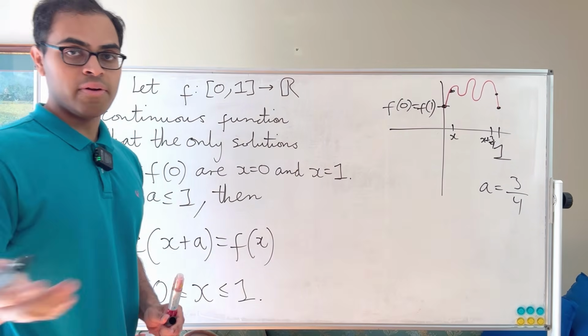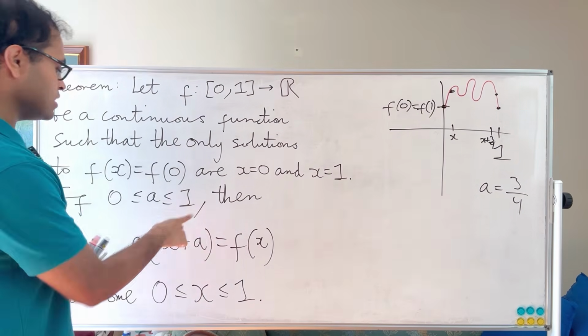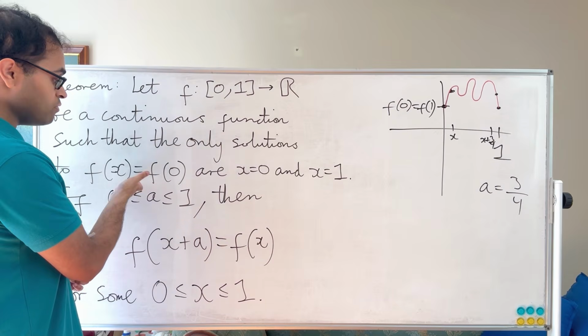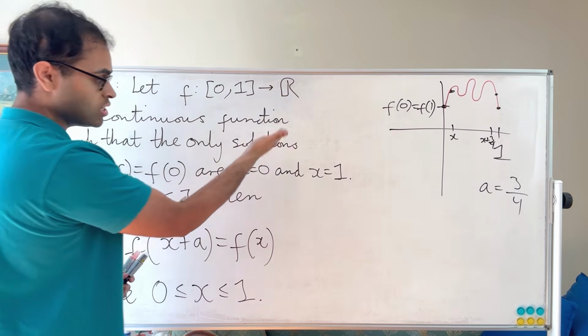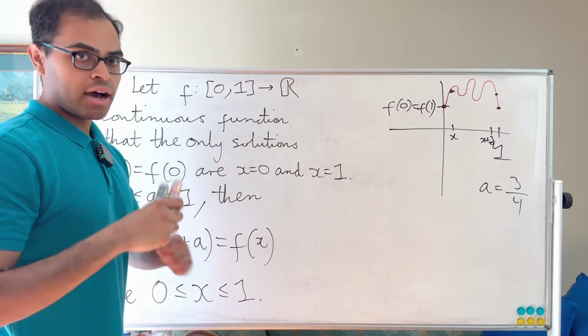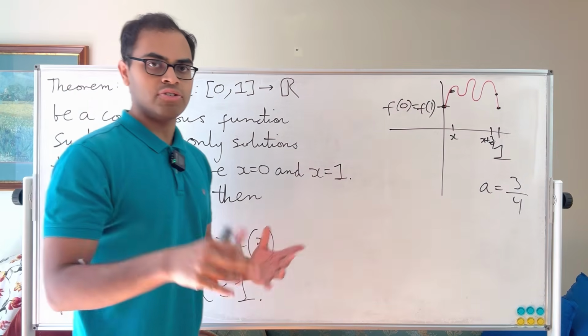A could be anything. Now this is not true in the other video. You'll see that this property is not true if this condition is not satisfied. If, for f(x) = f(0), the only solutions are not x = 0 and x = 1, it may not be true. We can find two numbers a apart that have the same y value, but that video will address that question.